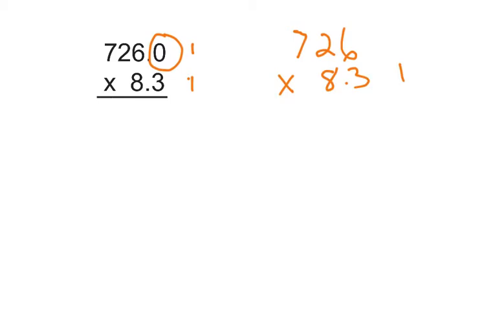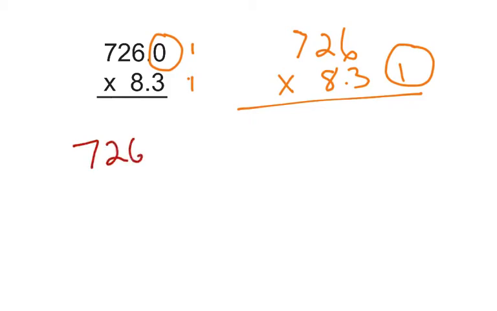In this case, I want to model how you really should be rewriting problems, so I am going to model it this way. So I've rewritten the problem without that 0/10, and I have one place. And now I'm going to actually rewrite the problem again. 726 times 83, and I'm going to make a little note to move the decimal one spot at the very end. So you multiply as normal. I'm actually going to multiply over here.